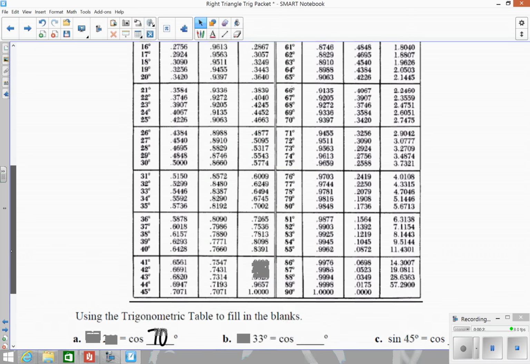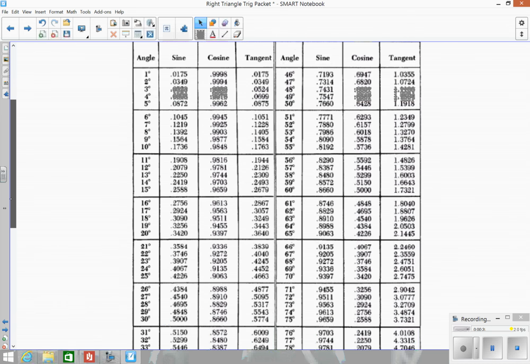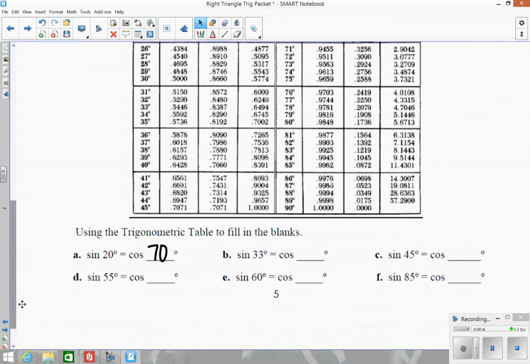So sine of 20, that would be this left-hand column. Go down to 20, we get 0.3420. If you go over to 70, you should see that cosine, so the middle column of 70, equals 0.3420. So I found that those were equal. Then for part B, I got 57 degrees for this one.